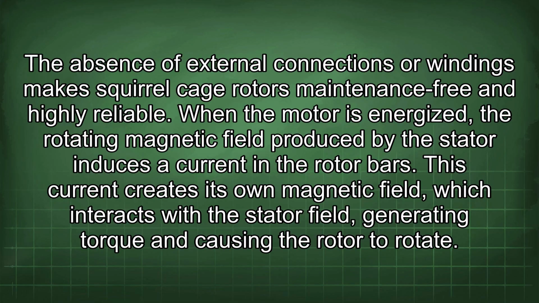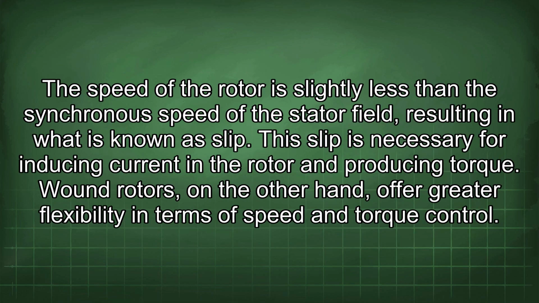When the motor is energized, the rotating magnetic field produced by the stator induces a current in the rotor bars. This current creates its own magnetic field, which interacts with the stator field, generating torque and causing the rotor to rotate. The speed of the rotor is slightly less than the synchronous speed of the stator field, resulting in what is known as slip. This slip is necessary for inducing current in the rotor and producing torque.